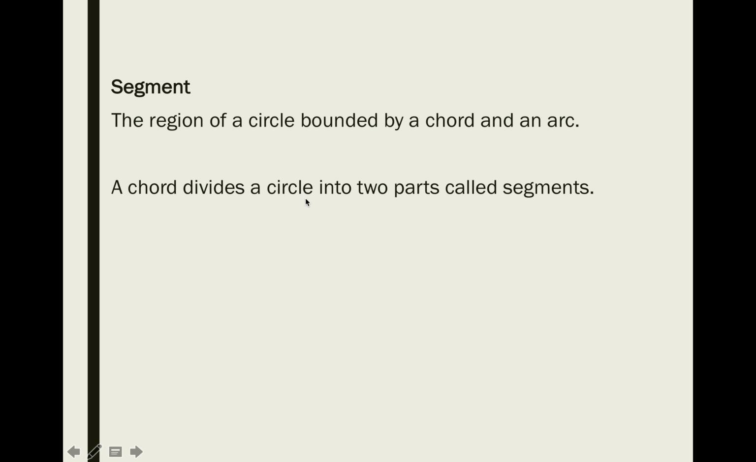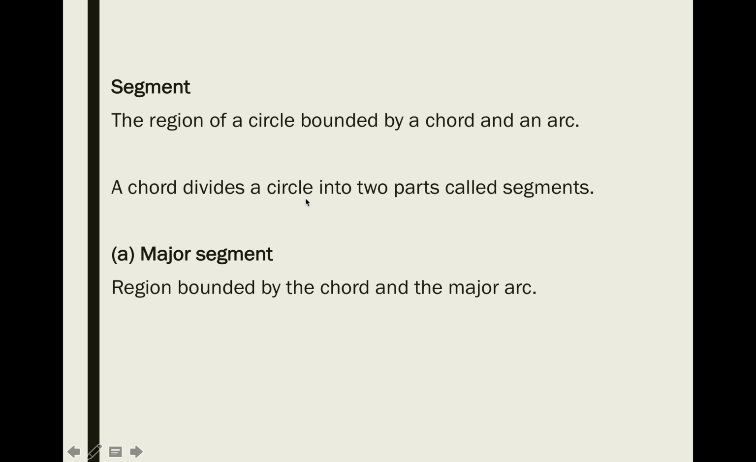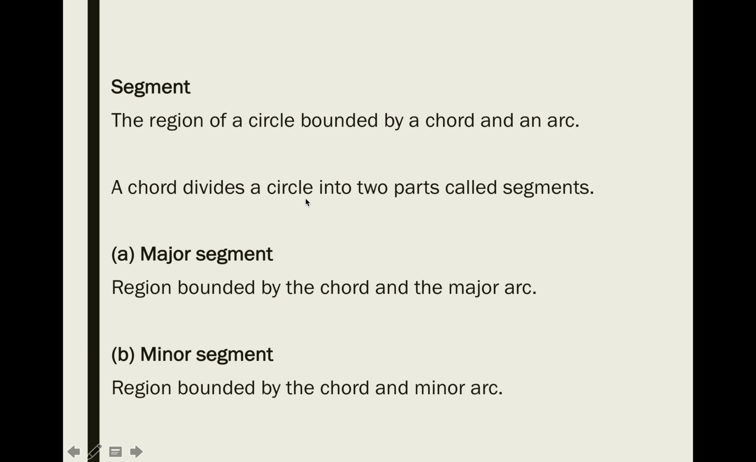So a segment is the region of a circle bounded by a chord and an arc. A chord divides a circle into 2 parts called segments. A major segment is the region bounded by the chord and the major arc. The minor segment is the region bounded by the chord and the minor arc. So in a second, I will show you an example of that.